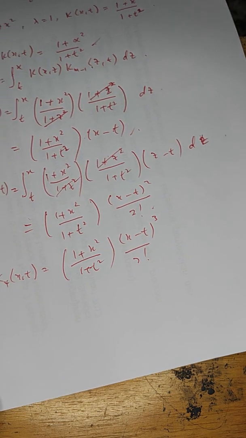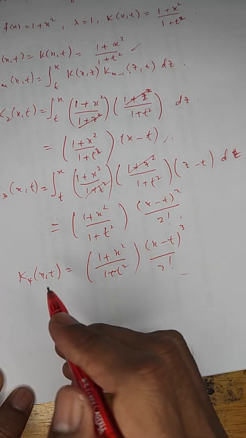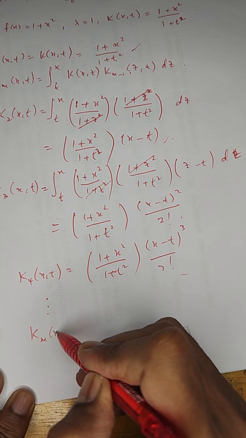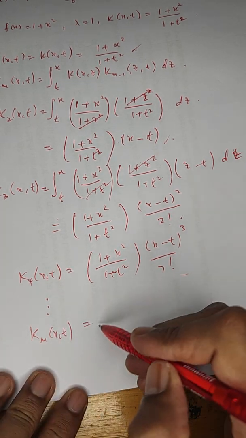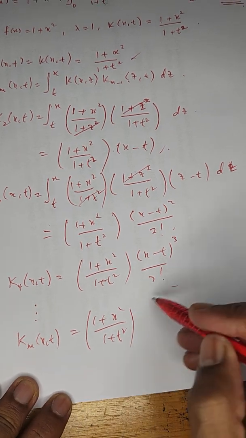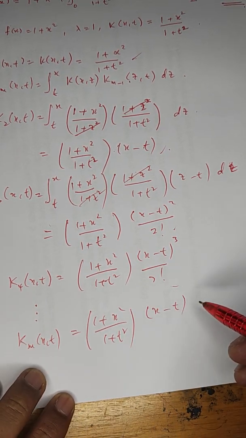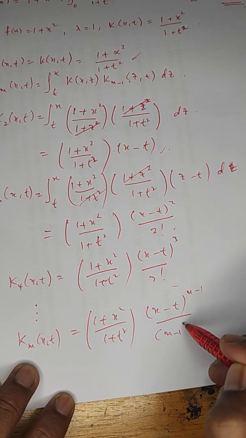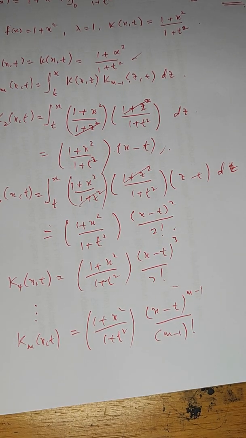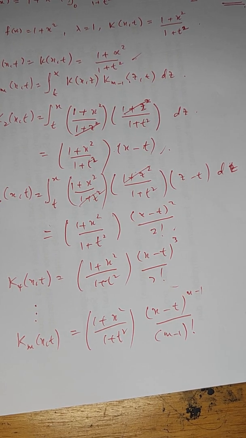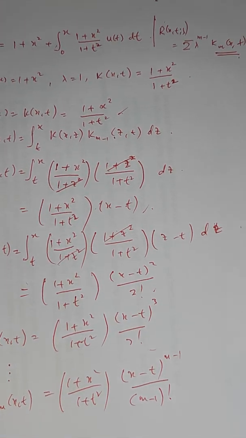Okay, that's k4. And therefore you can find km. You just need to follow the pattern. You can find up to km(x,t), which is (1 + x²)/(1 + t²) times (x − t)^(m−1)/(m−1) factorial. That is in general. Once we obtain those, you can find the resolvent kernel. So let's write those things.